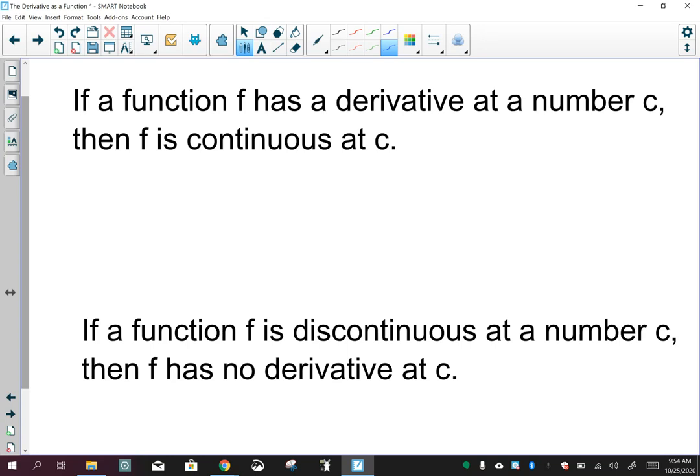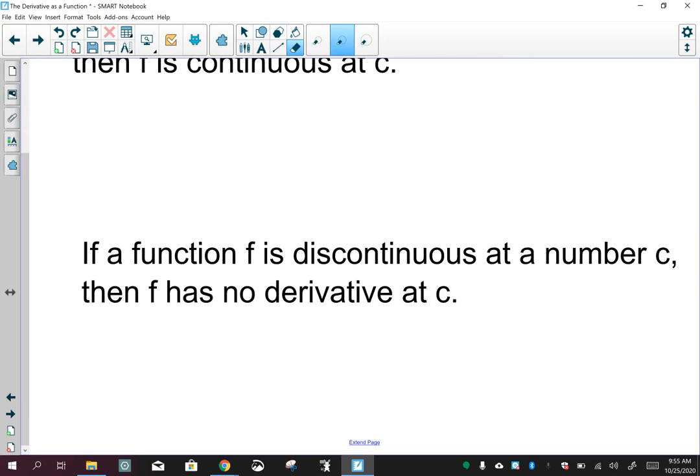So the first one is: if a function f has a derivative at the number c, then f is continuous at c. So this is saying if I have a graph, something that looks like this, doesn't matter, and I'm focusing here at c, then I actually have a derivative at this number because I'm continuous at c. So if I go through this process and find out that yes, I actually have a derivative, I can tell you what it is, then I am continuous.